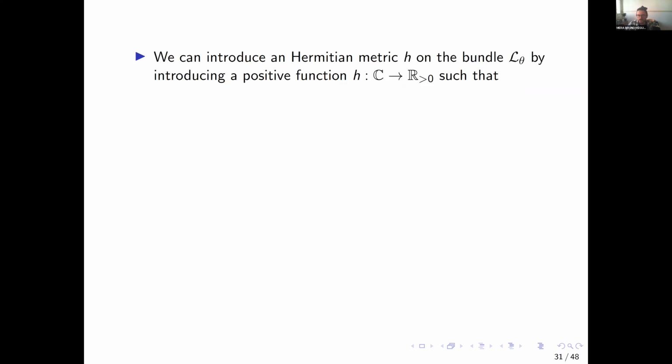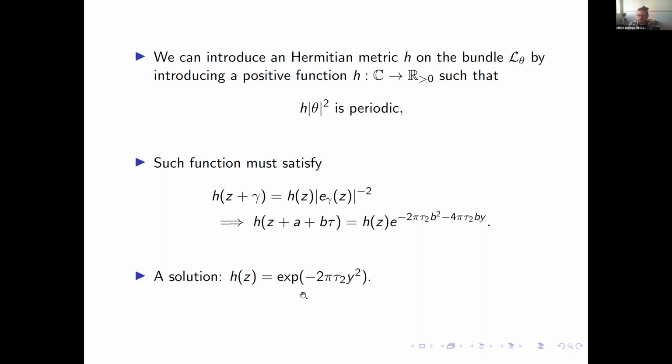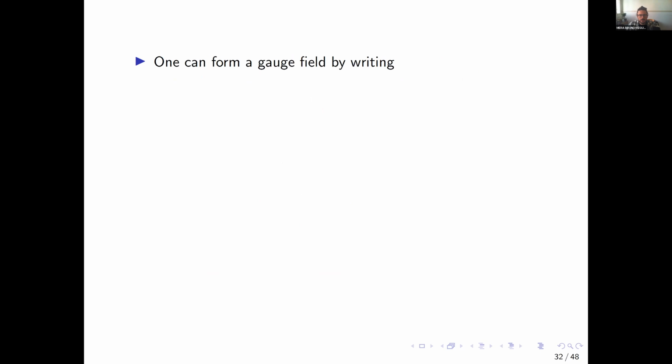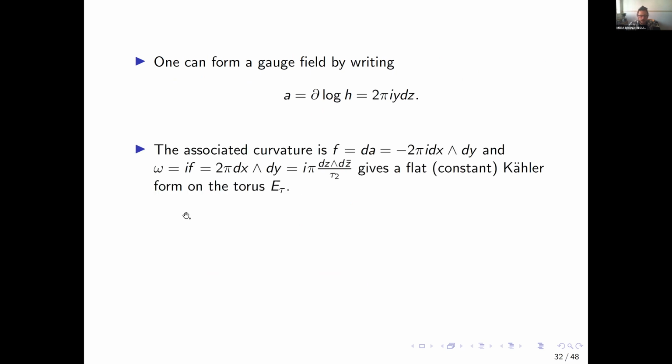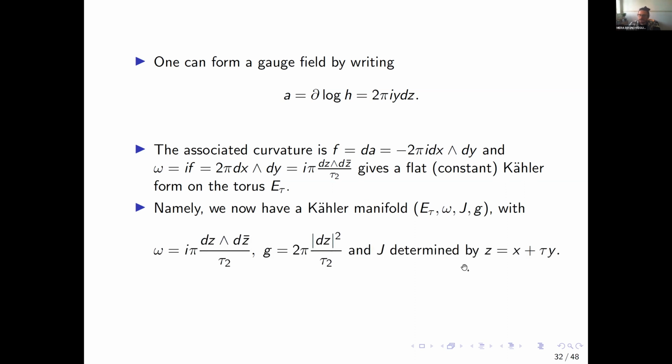We can, furthermore, introduce a notion of inner product on this line bundle. I'm not going to bother you with this, but essentially you just need to introduce a function such that this quantity is periodic, meaning it defines a function on the torus. And you can find a solution of this form if you go through the details. From that, you can build a gauge field by taking the derivative of the logarithm. You have curvature, and if you multiply the curvature by i, you find a symplectic form on your torus. What you now have is a Kähler manifold: a complex torus, this symplectic form, the complex structure determined by the complex variable z equals x plus tau i, and a metric which is given by compatibility. Okay, so you have a Kähler manifold.